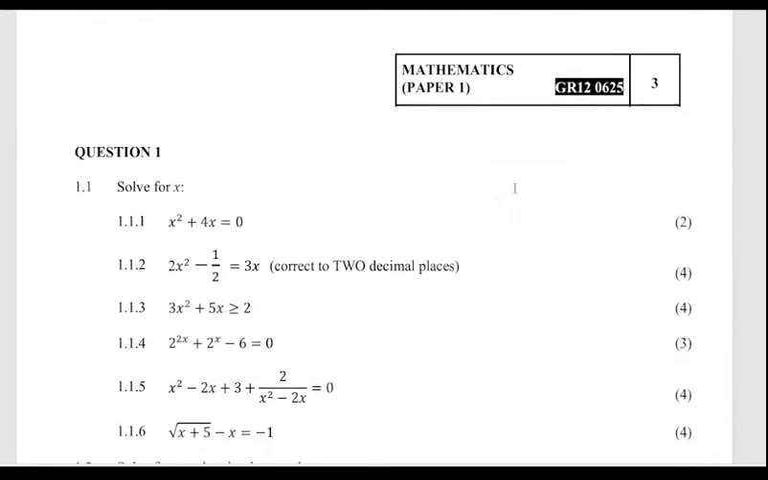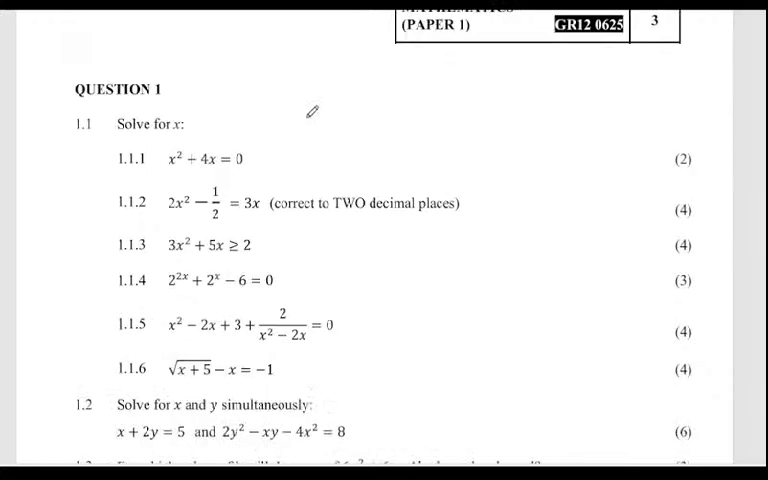Okay, so with question 1, which is the algebra. So we have 1.1.1 where they want us to solve for x, and we have a quadratic. So step number 1, we have to just take out what is common. Factorize this. So I'll say x into x plus 4 is equal to 0, meaning that my first x will be a 0, or my second x must be a negative 4.